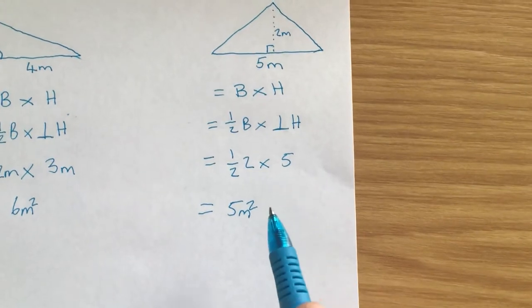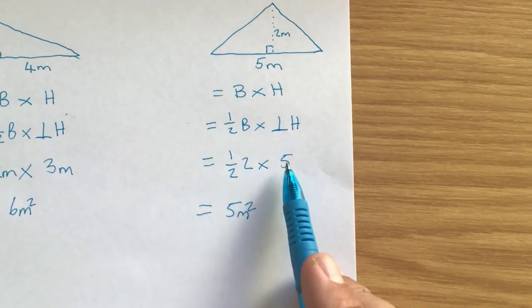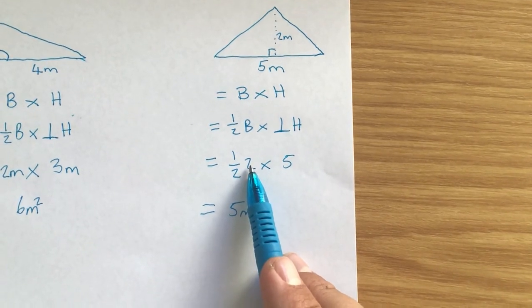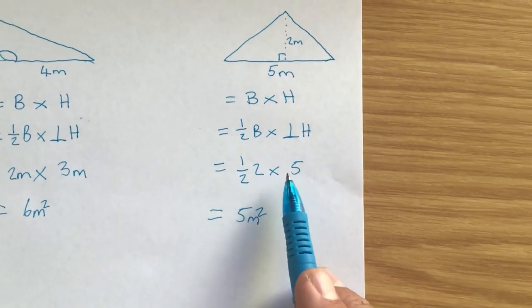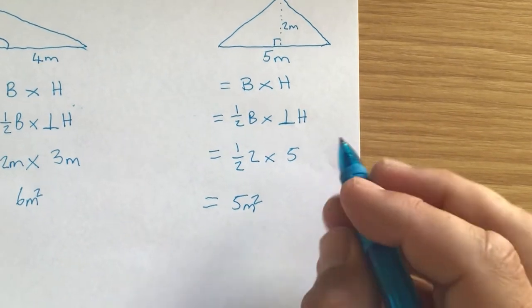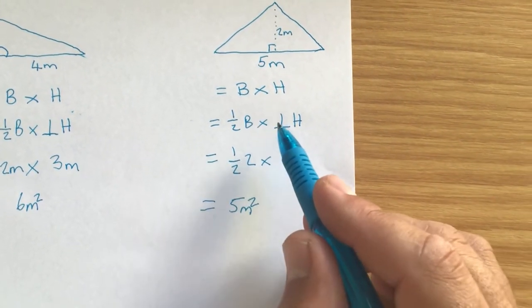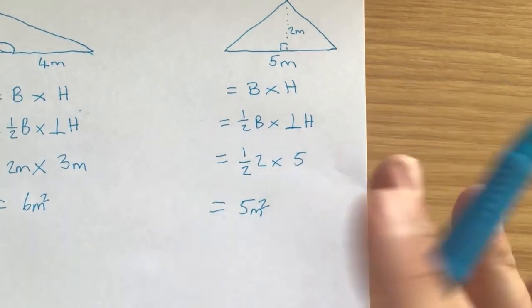Now lastly, let's have a look and check that. If I had to put 5 over here and 2 over there, so that would be half of 5 is 2.5, and times by 2. 2.5 times by 2 is still 5, so we get the same answer. So what I do is I normally swap my base and my perpendicular height values around, depending on how it's going to be easier in my sum.